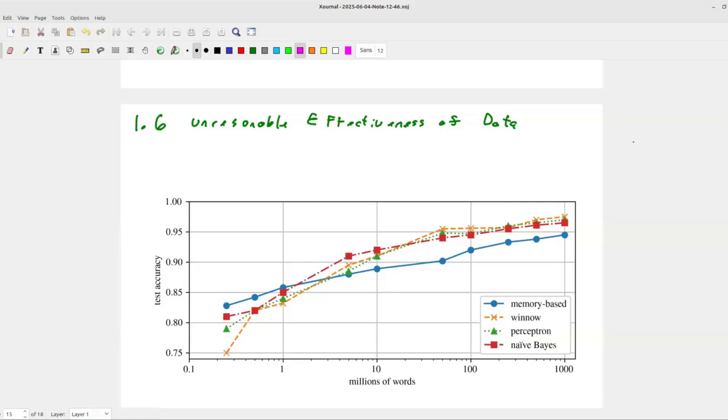All right. Section 1.6 is the unreasonable effectiveness of data. In 2001, there was a landmark paper that came out of Microsoft by Michele Banko and Eric Brill.